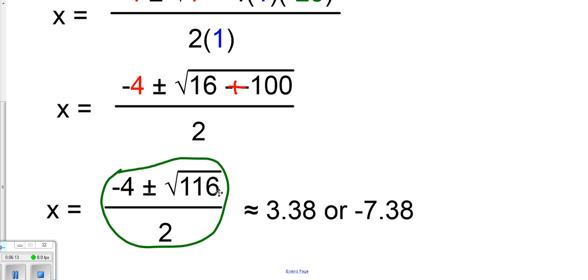7.38. Again, one of these was found by doing negative 4 plus this amount and then dividing by 2. That would be this answer. One of them we did negative 4 minus this amount and then took that answer divided by 2. And that's how we got this negative 7.38. So either one of these answers is acceptable.